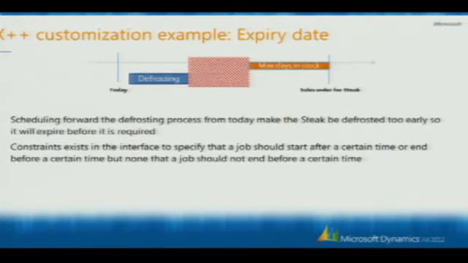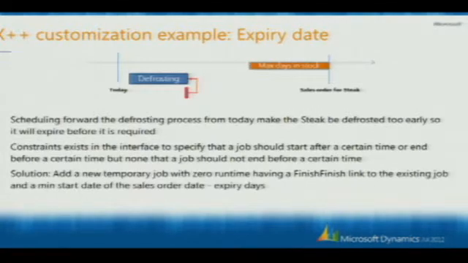Right now, there's a constraint in the interface specifying that a job should start after a certain date, basically so that the left side of the job has to be after this date. And there's an existing constraint saying that the right side of the job has to be done before this date. But what we actually want to do is have the ending date be within that time window.